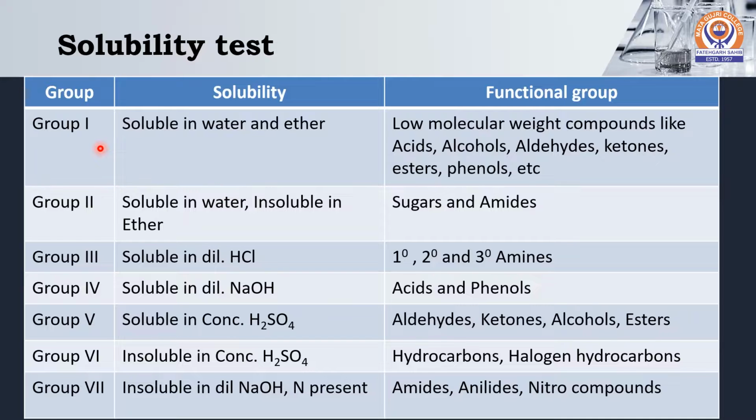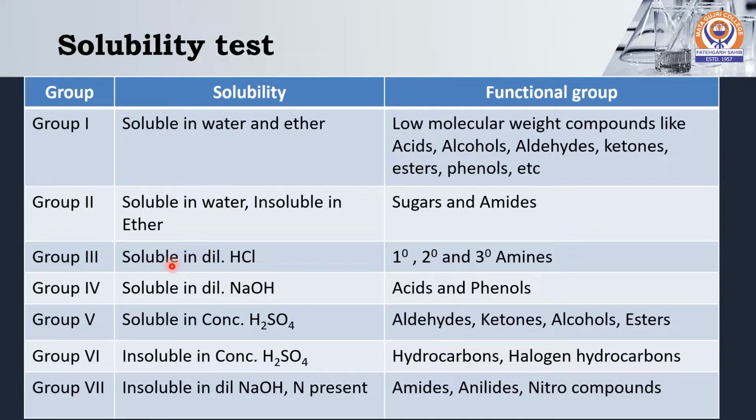Then next is the solubility. For that we have grouped the compounds in 7 groups. First we will try to solubilize the compound in water. Group 1 and group 2 compounds are soluble in water. To distinguish between these, we will solubilize these compounds in ether. If it is soluble in ether, then it belongs to group 1, that is low molecular weight compounds such as acids, alcohols, aldehyde ketones, esters, phenols. And if it is insoluble, then it can be sugars and amides. So we can distinguish on the basis of solubility in ether.